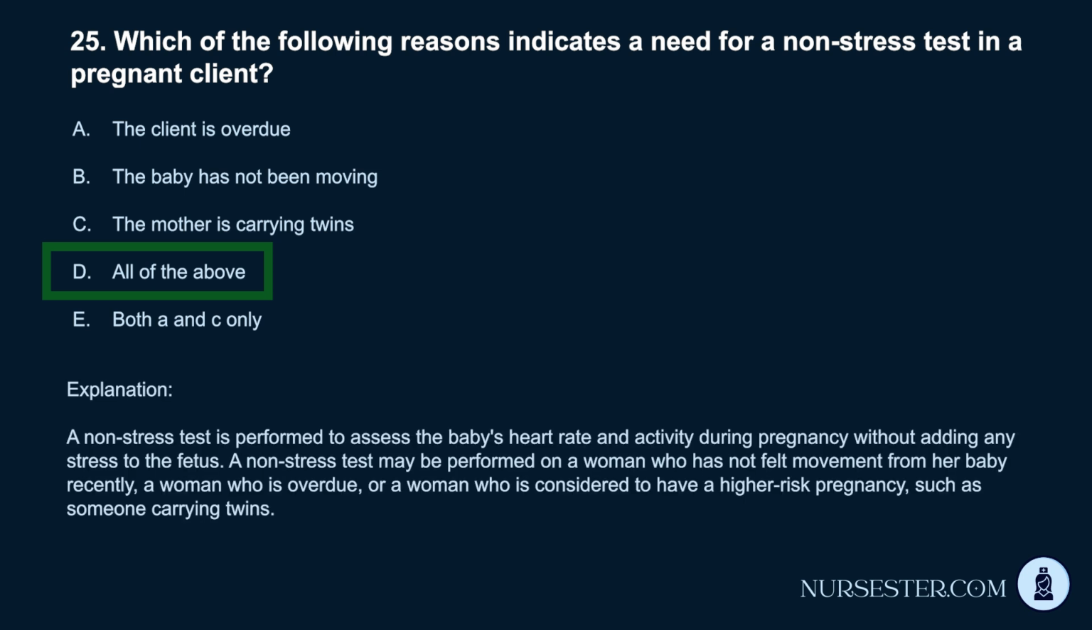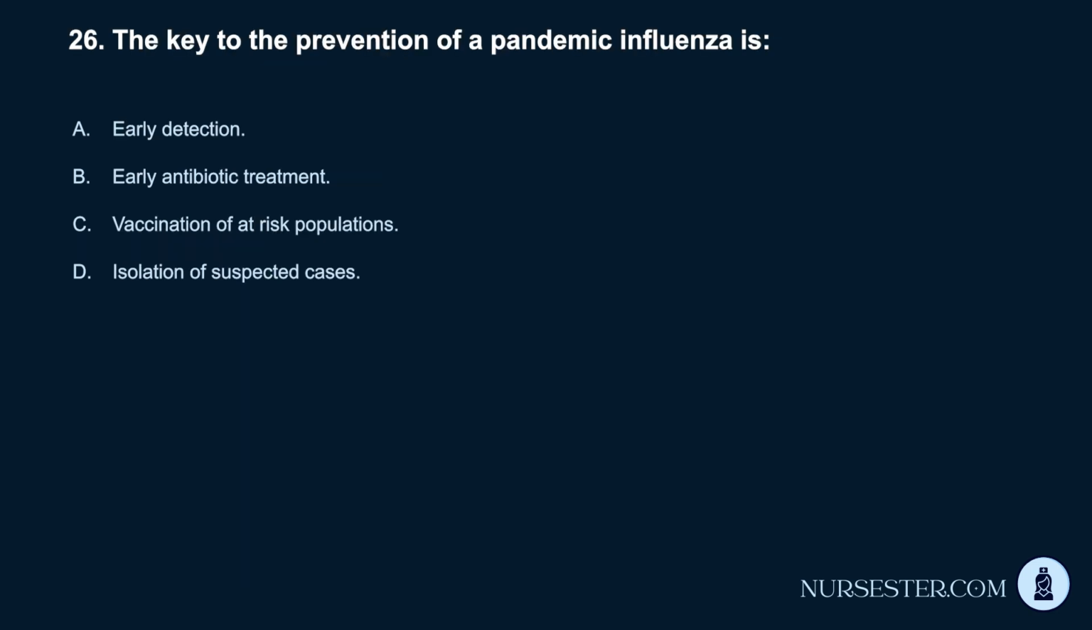A non-stress test is performed to assess the baby's heart rate and activity during pregnancy without adding any stress to the fetus. A non-stress test may be performed on a woman who has not felt movement from her baby recently, a woman who is overdue, or a woman who is considered to have a higher risk pregnancy, such as someone carrying twins. 26. The key to the prevention of a pandemic influenza is A.